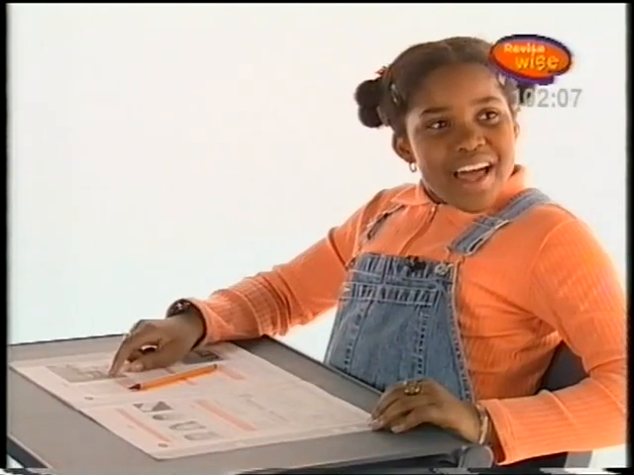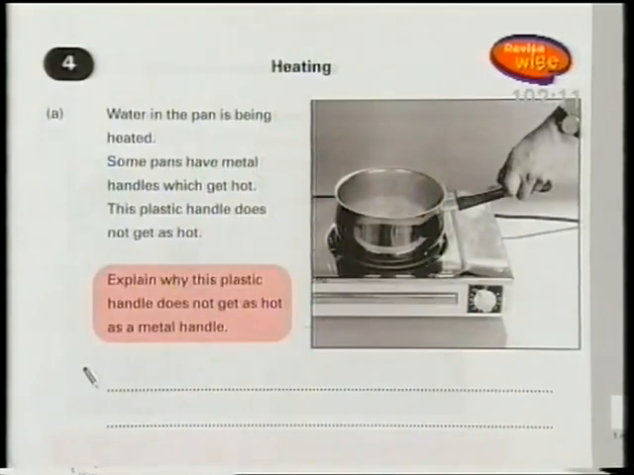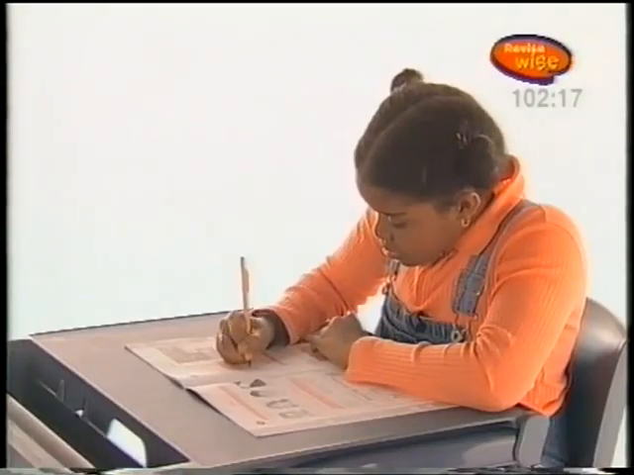Now, can you answer the question, why does the plastic handle not get as hot as the metal handle? Yeah, I think I can do the question now. So what's going to be your answer? The plastic handle does not get as hot because plastic is a better thermal insulator than metal. Great, write it down.